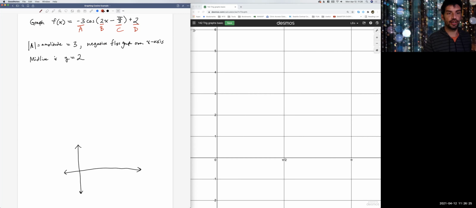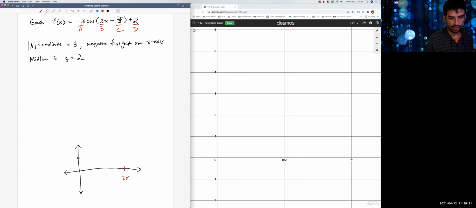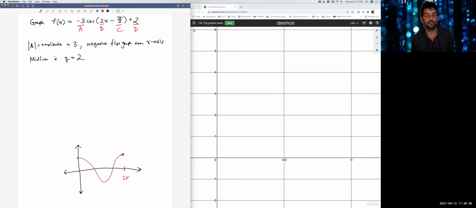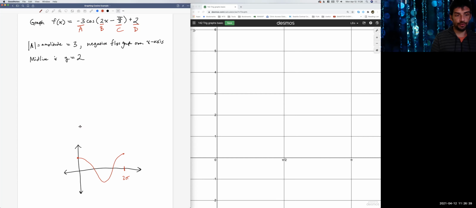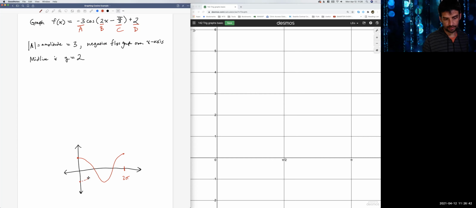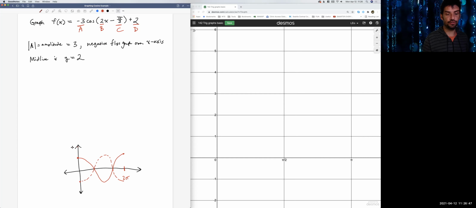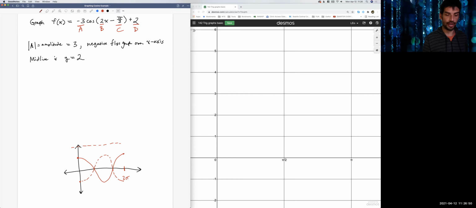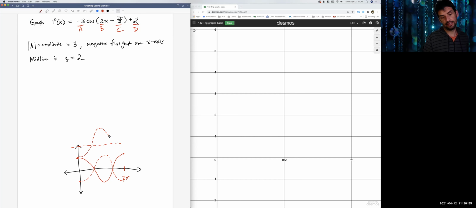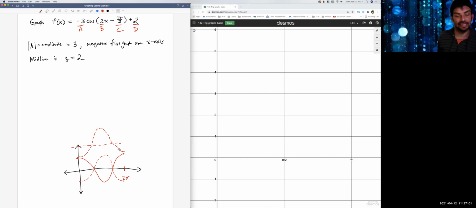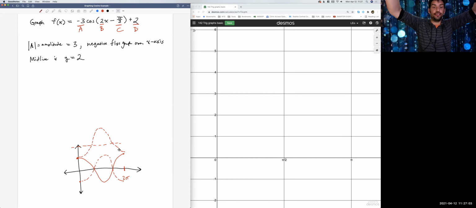If I start with cosine, there's a period of 2 pi. Cosine usually starts here. It goes down and then back up over the course of its period. Well, the first thing we did was flip this, so we'll be getting something like this. And then we're raising it up 2 units, so now the midline is somewhere all the way up here. So far, it's going to look something like this. I'm not being very detailed at all. I'm just getting it in my head what's happening to this so far. I flipped it over and raised it 2 units up.